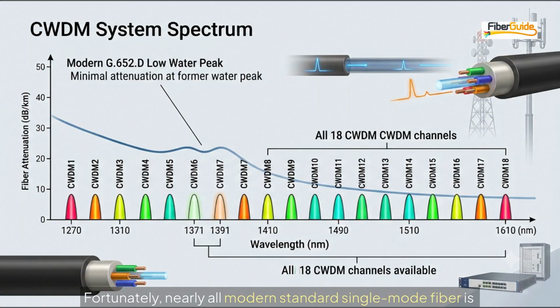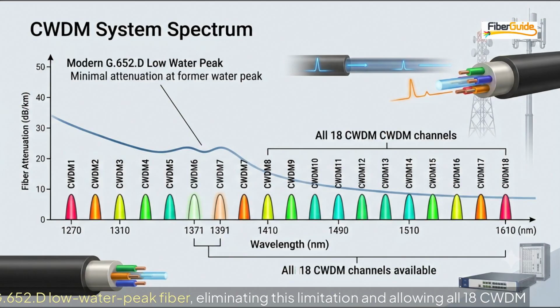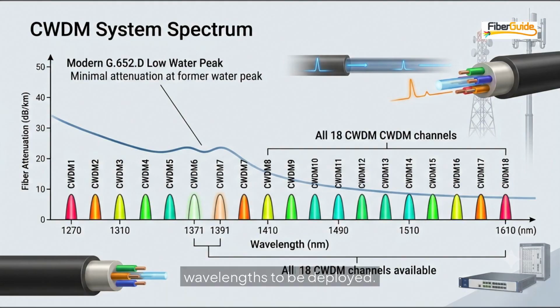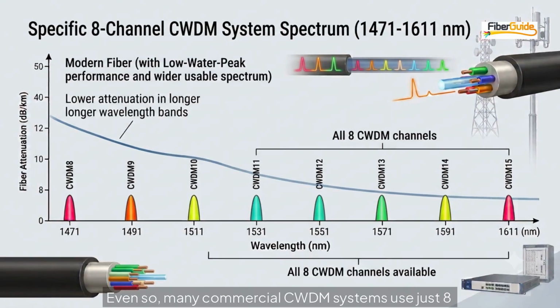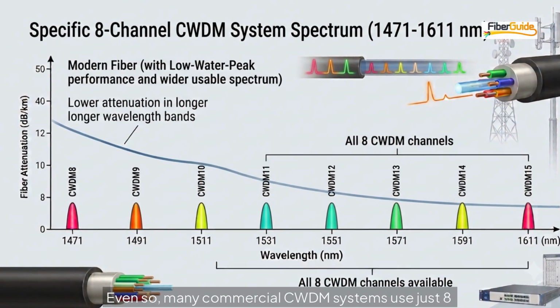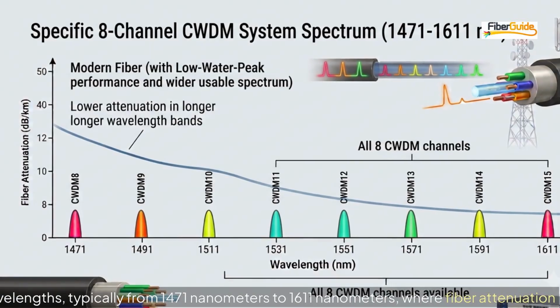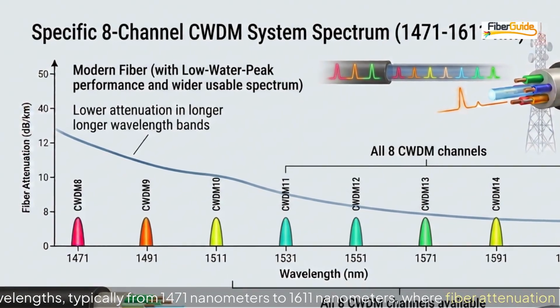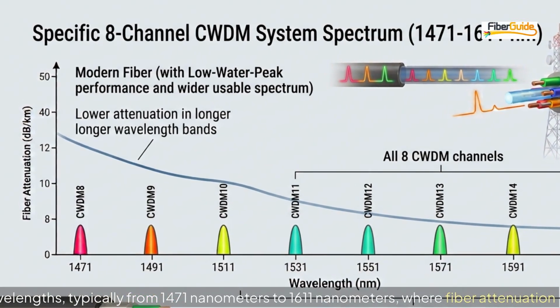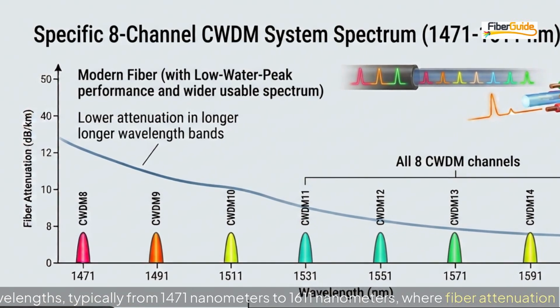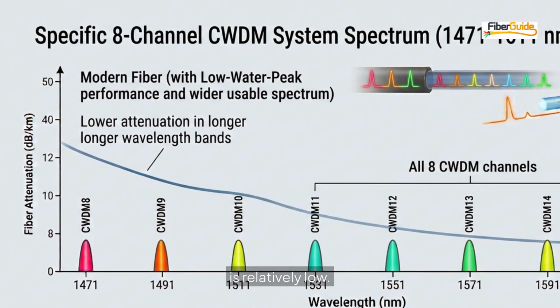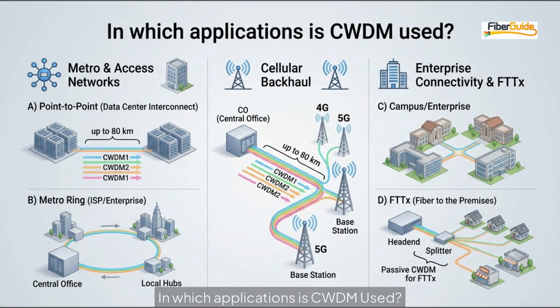Fortunately, nearly all modern standard single-mode fiber is G652.D low water peak fiber, eliminating this limitation and allowing all 18 CWDM wavelengths to be deployed. Even so, many commercial CWDM systems use just 8 wavelengths, typically from 1471 nanometers to 1611 nanometers, where fiber attenuation is relatively low. In which applications is CWDM used?